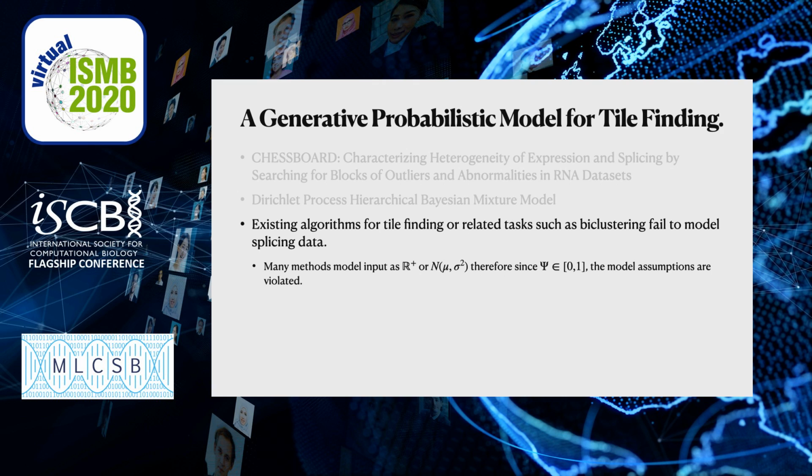Specifically, many methods model input as real or Gaussian distributed values. Therefore, psi, which is in the domain of 0 to 1, violates these model assumptions. They also cannot model uncertainty over psi estimates, where we are more confident in psi estimates where we observe many reads.